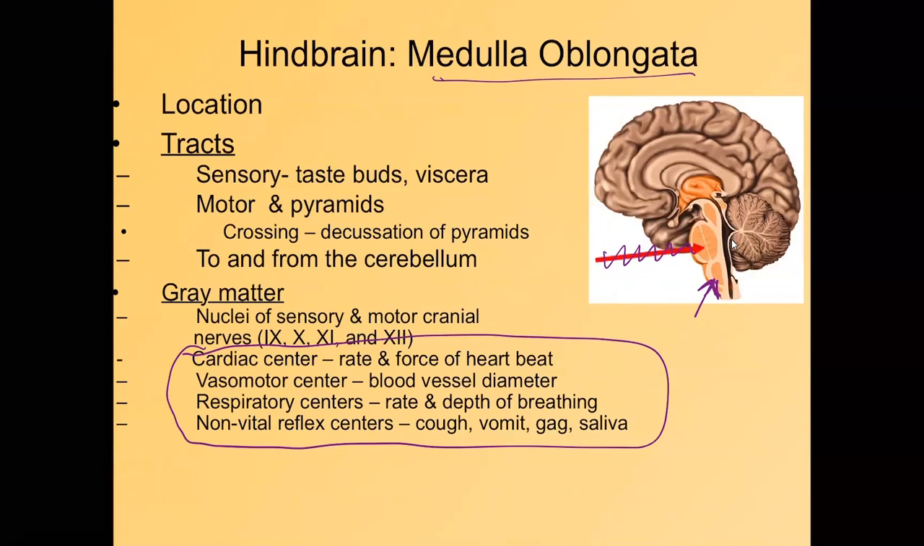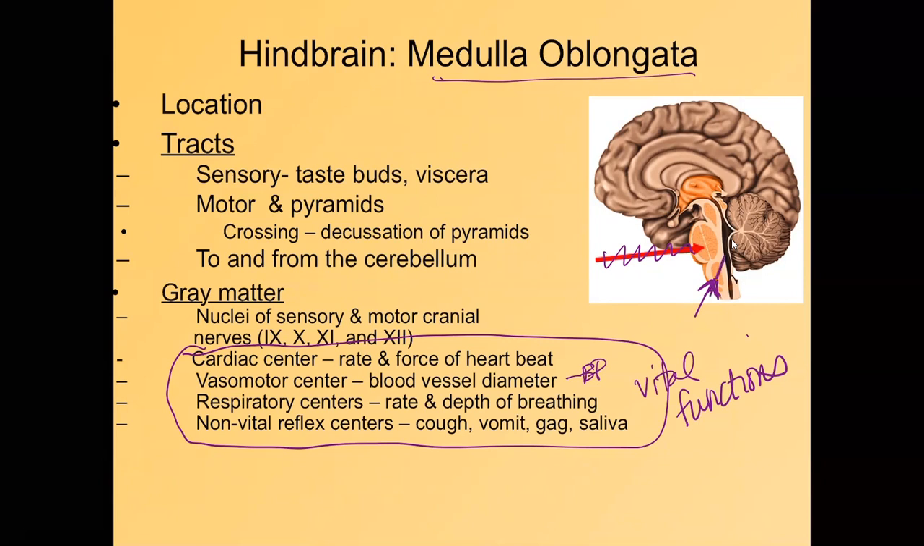There's a cardiac center, which controls how fast your heart's beating and how strong it's beating. The vasomotor center helps control blood pressure. The respiratory center controls how deep you're breathing and how fast you're breathing. These are vital functions, so the brainstem is super important. If the brainstem goes out, you're in deep trouble. It also has some non-vital reflex centers, like gagging and stuff like that. Now there are tracts that go through the medulla oblongata.